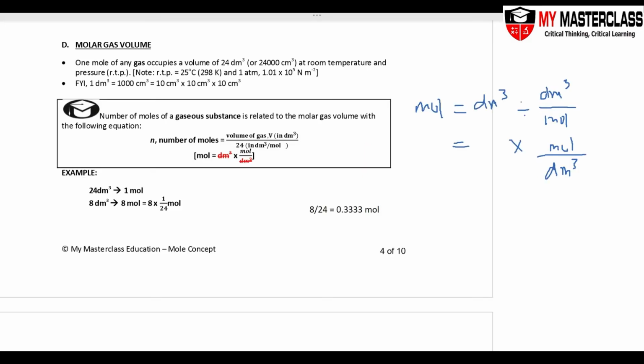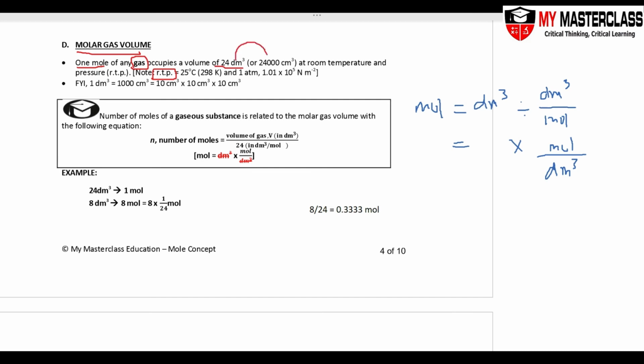The next term we are going to look at is called your molar gas volume. Molar gas volume applies to gas only. So any substance in the gas state at room temperature and pressure, RTP. Molar gas volume means 1 mole of gas occupies a volume of 24 dm³. So what's the volume 1 mole of gas occupies? It is 24 dm³.